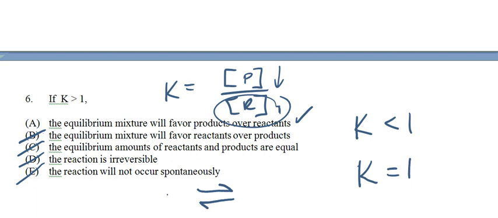Oh yeah, this will occur spontaneously because when we try to remember back when we were doing our K greater than 1, that means that delta G is less than 0. Okay, so those are some concepts that we have to remember. Also, if it's greater than 1, then that means it's making products on its own. We don't have to do anything with that. So the best answer for 6 is A.